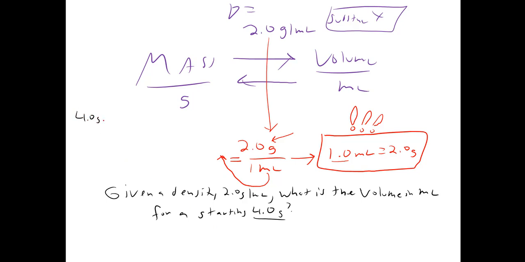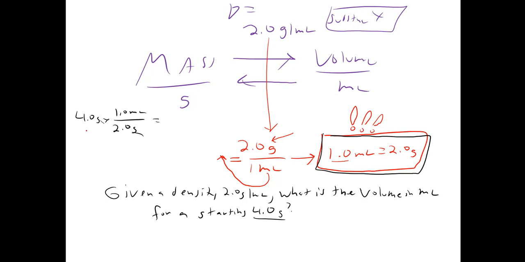There's my 4.0 grams. I need to set up my conversion factor skeleton that we practiced earlier in the previous part of the slides. I need to use the equality from my density conversion factor. What goes on bottom? Grams goes on bottom, and mils goes on top. Why? Because the grams cancels out, cross cancels out.